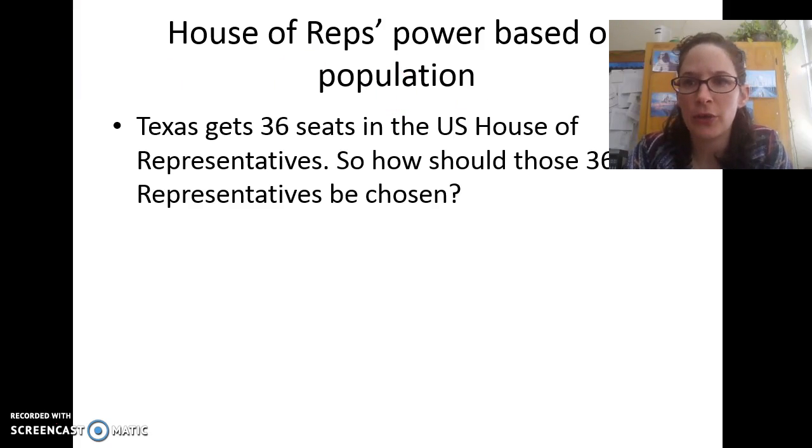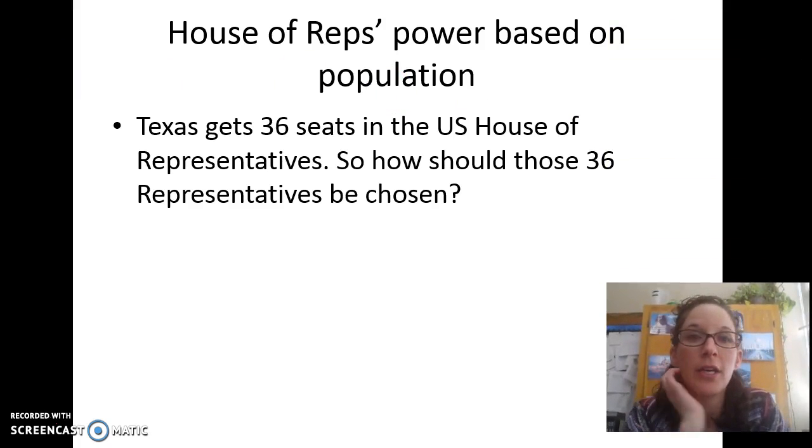Okay, so we know this. We've said it a few times. Power is based on population. So the bigger your population, the more seats you get in the House. So Texas currently has 36 seats in the U.S. House of Representatives. The question is, how do we pick them?